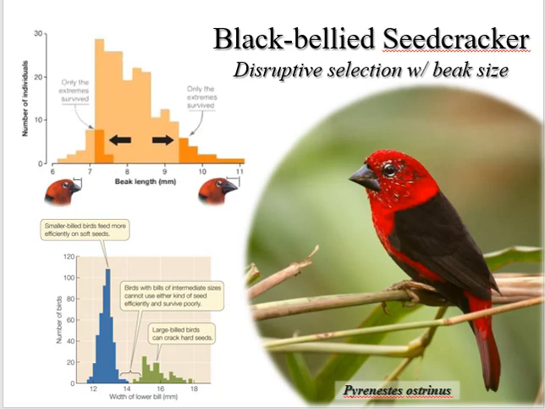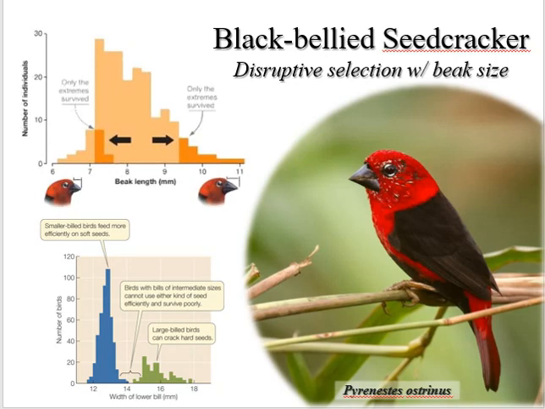So this bird feeds on sedge seeds, and those sedge seeds come from two different sedge species. One of the species has soft seeds, the other has hard seeds. Because of those specific variations in seed size, or what seeds are available as a food resource, you get a bimodal distribution in beak size of the seed crackers, where individuals have either a small beak or a large beak.